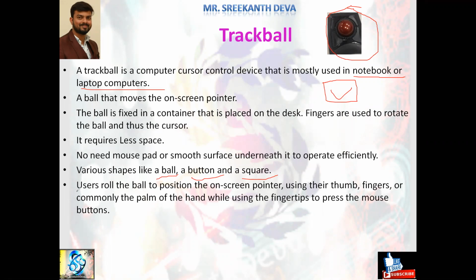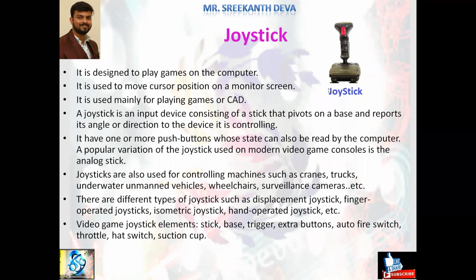Okay, see, the user rolls the ball to position the on-screen pointer using their thumb, fingers, or commonly the palm of the hand, while using the fingertips to press the mouse button. That area internally is fixed with a trackball. Generally the trackball is used in notepad or laptop computers, where it is embedded. So this is about another input device called trackball.